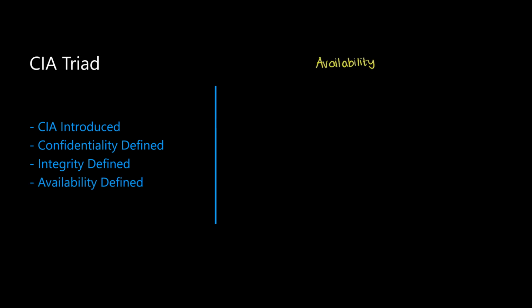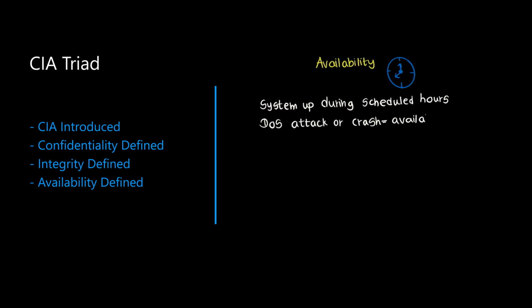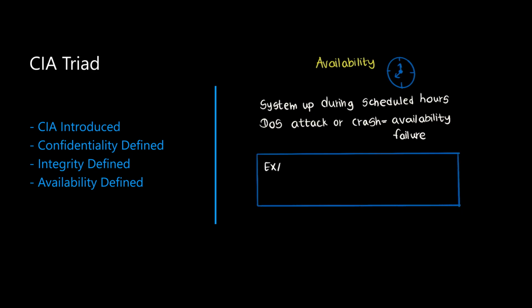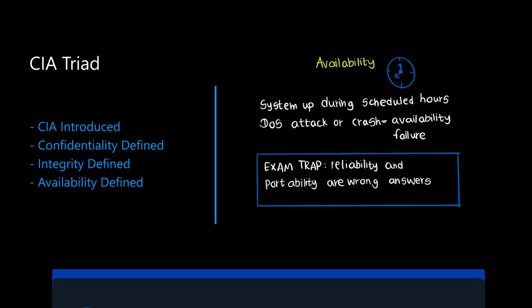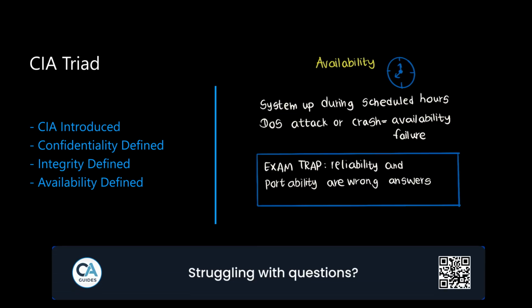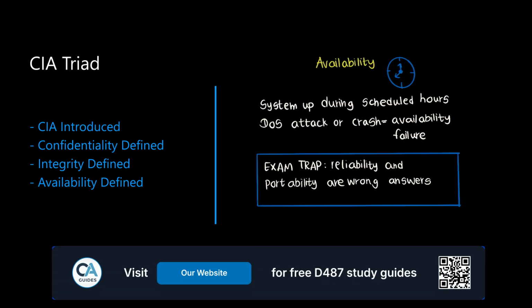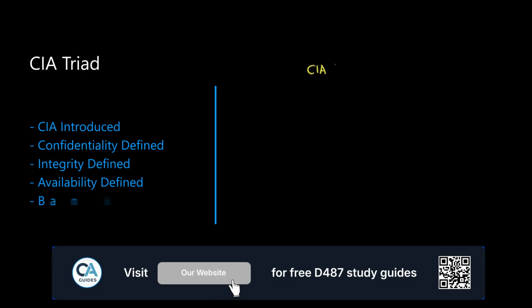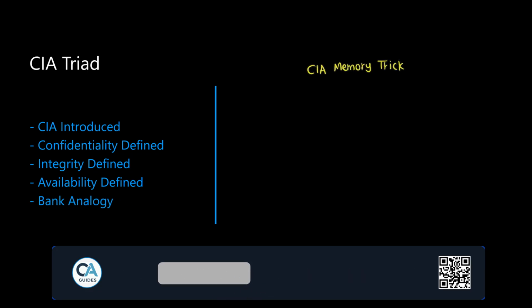Availability refers to the percentage of time a system is operational during its normal hours, excluding planned maintenance. If your software goes down because of a denial of service attack or a poorly handled crash, availability has failed. The exam will sometimes try to trick you by including terms like reliability or portability alongside CIA options. Do not fall for it. Here is a quick way to lock CIA into your memory. Think about your bank account.